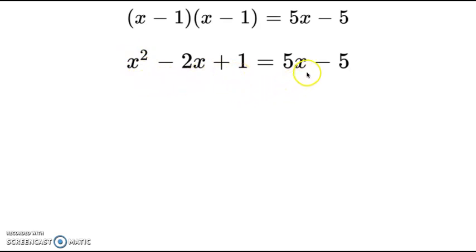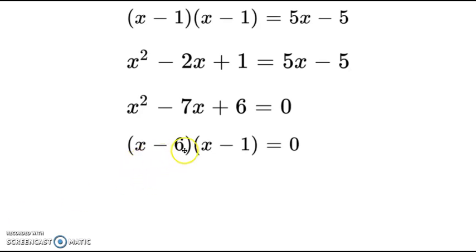Now I'm going to move everything to the left to have it set equal to 0. So subtract 5x and add 5, and I get x squared minus 7x plus 6 equals 0. Now I'm going to have to factor. So looking for two numbers that multiply to 6 but add up to negative 7 is going to be negative 6 and negative 1. So x minus 6 times x minus 1 equals 0. Setting both equal to 0, we get x equals 6 or x equals 1.